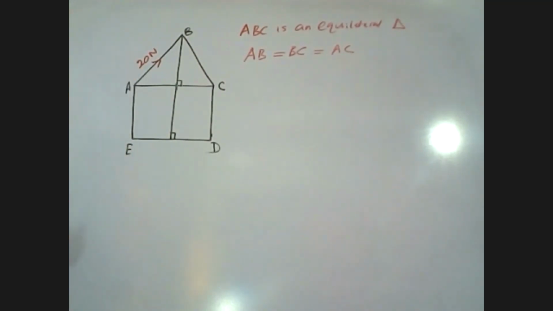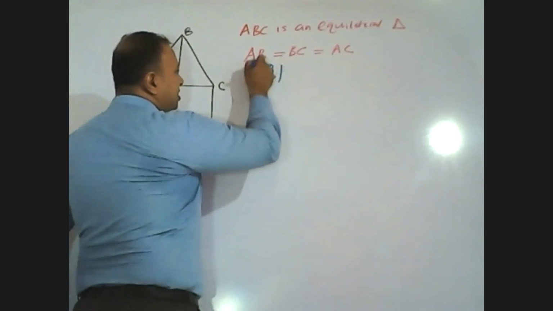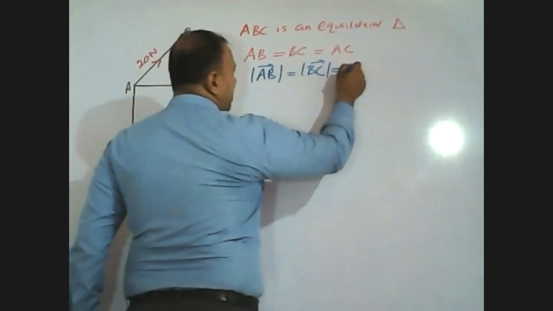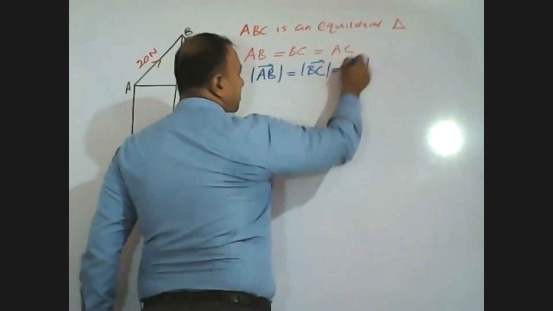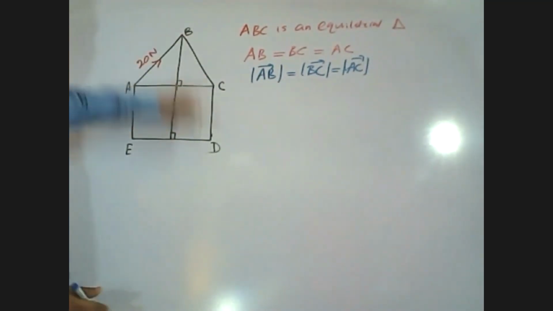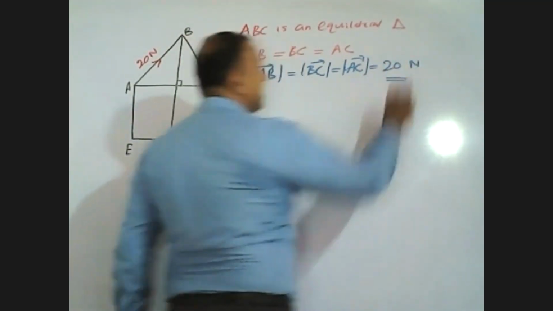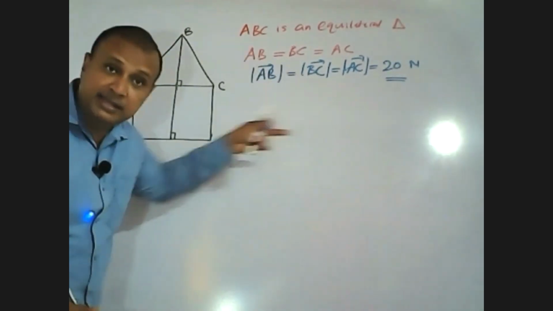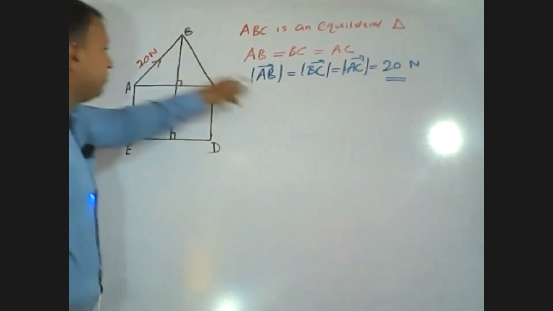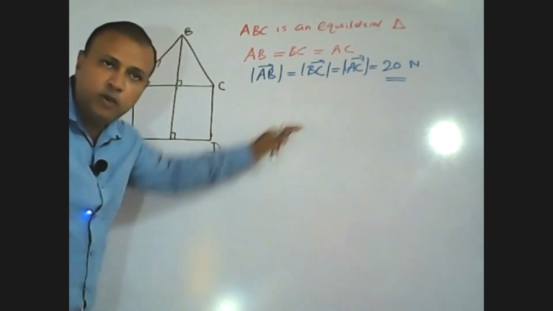The lengths are equal. That means the magnitude of AB vector should be equal to the magnitude of BC vector and the magnitude of AC vector. All the magnitudes are equal, so those should be equal to 20 Newton. As the sides of equilateral triangles are equal, the magnitude of each vector should be equal to each other. Did you understand this one?